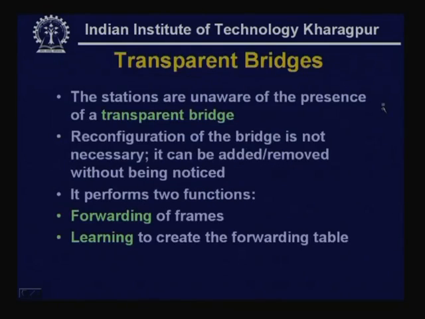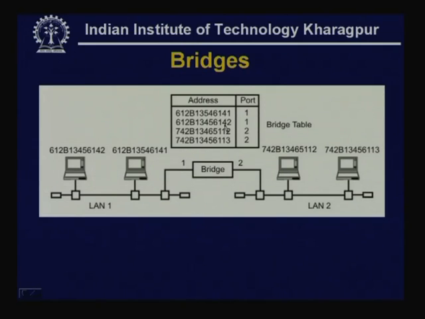For example, we have seen that these two addresses are connected to the same port. So if a frame is generated with a destination address on port 1, suppose this station is sending a packet to this station, the bridge will discard that packet, because it is directly communicated between this station and this station. It will not be forwarded to the other port of the bridge.